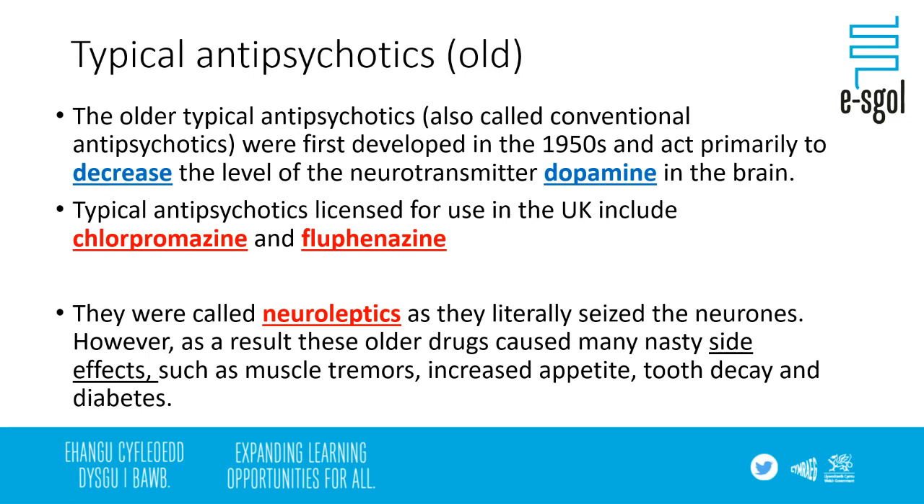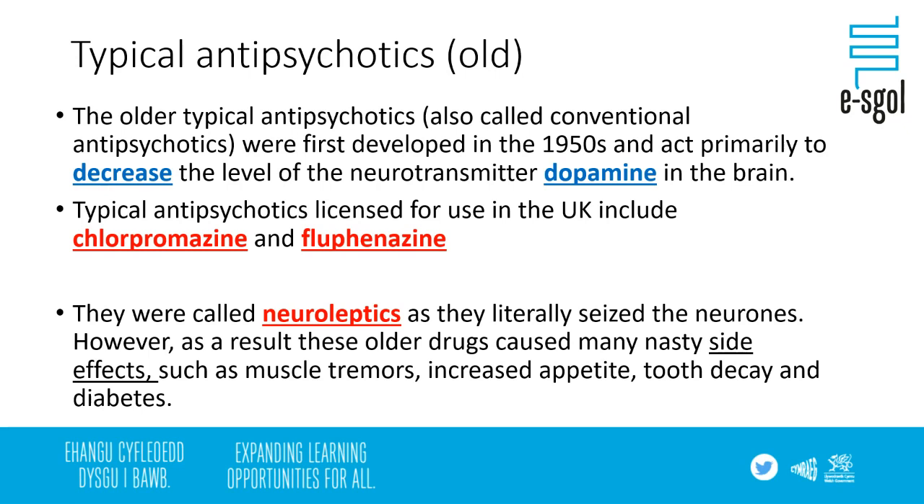Okay, so there's two different types of typical antipsychotics that are licensed for use in the UK. You have got chlorpromazine and fluphenazine. Now, difficult words to remember, but really, really crucial that you get them into your answer, because they show a real depth of knowledge and understanding of this method of modifying. So I know it's frustrating that you have to remember those names, but they are super important.